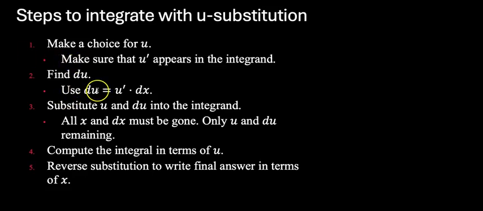Here's a review of the steps for u substitution. Make a choice for u, find du, substitute u and du into the integrand. Once you do that, all the x's and dx's should be gone. It should be something you know how to take the antiderivative of in terms of u. And then the final step, reverse substitution to write the final answer in terms of x.